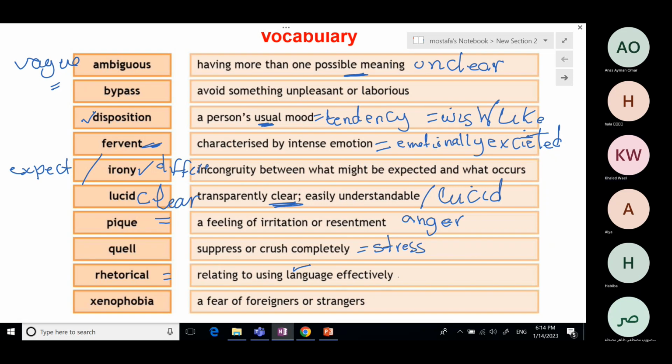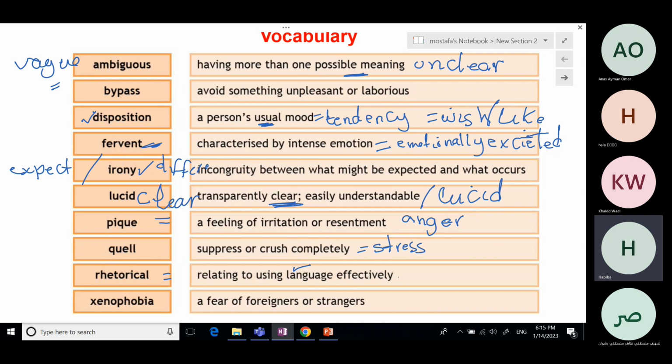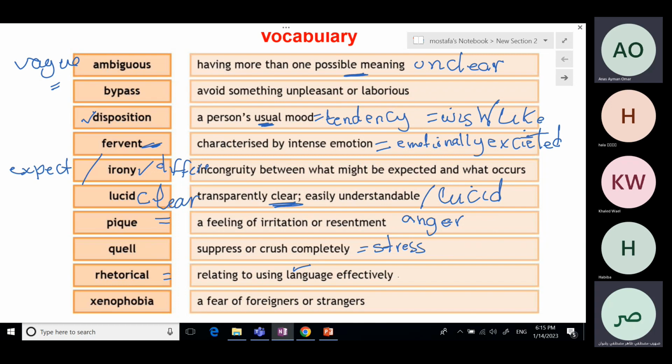Alia, read. Habiba, can you read? Yes. Ambiguous, bypass, disposition, fervent, irony, lucid, quell, rhetorical, xenophobia. Yes. Thank you. Anas, yes, read.